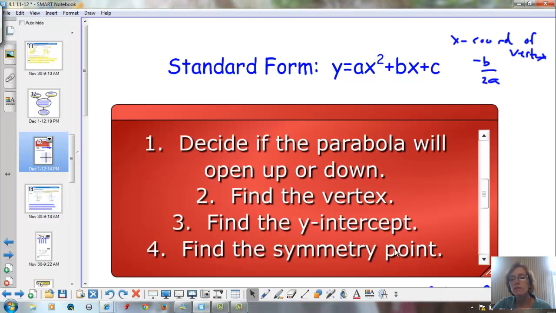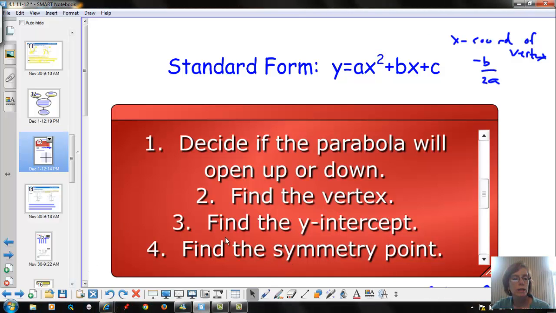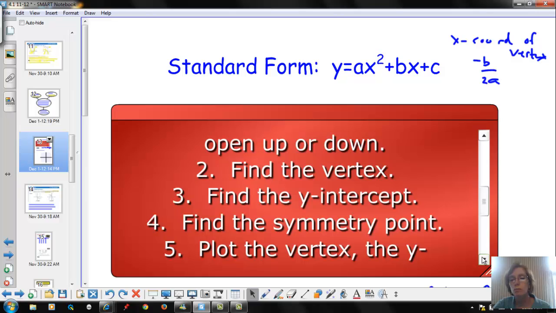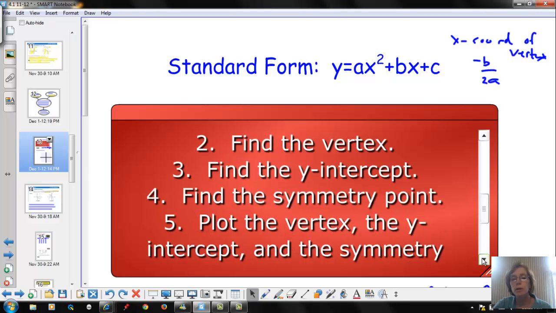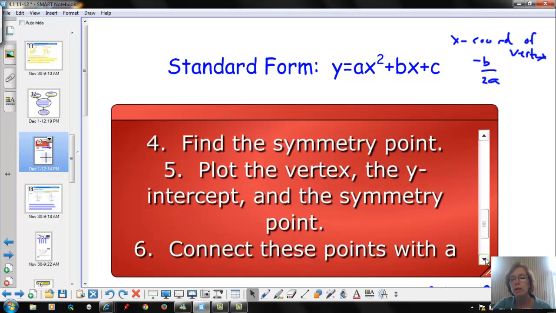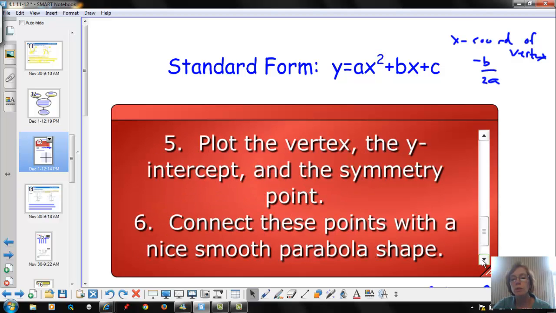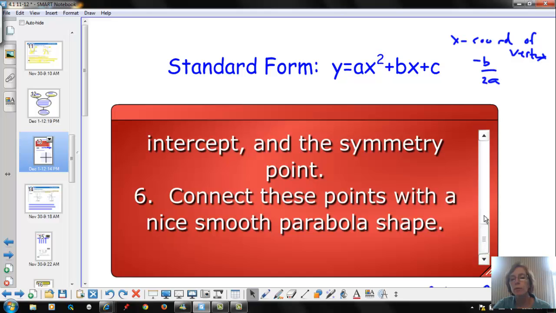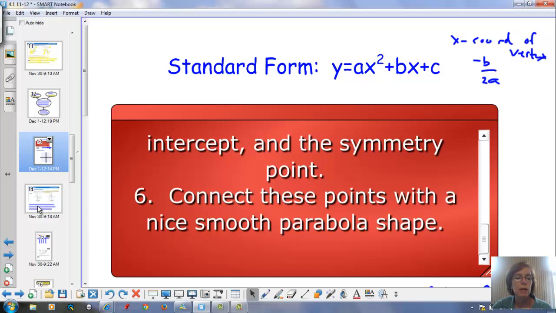Next step is to find the symmetry point. That's going to be the point across from the y-intercept. So we're going to look at an example of how to do that in just a moment. And then lastly, you're going to plot all of those, the vertex, the y-intercept, the symmetry point, and then connect these points with a nice smooth parabola shape. And those are your steps for graphing a quadratic equation in standard form.